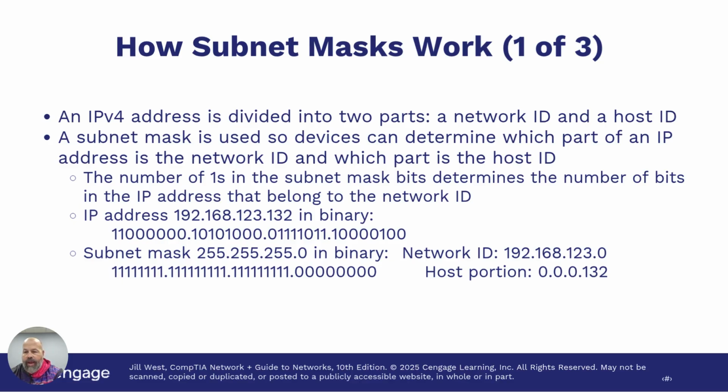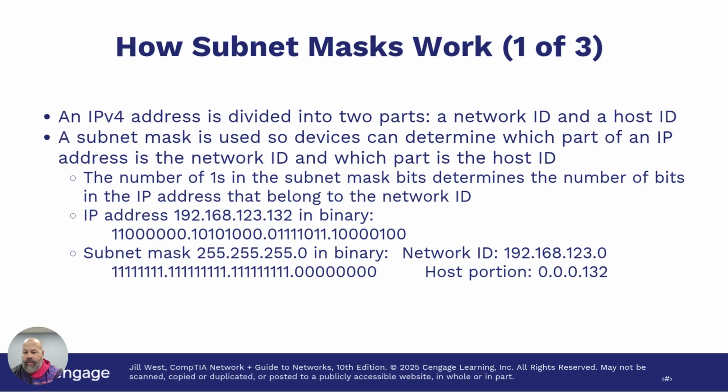Okay, every IPv4 address has two parts. It's got a network ID and a host ID. Think of it like a street address. The street name is the network ID and the house number is the host ID. A subnet mask helps devices figure out which is which. The mask is written in binary, ones and zeros, and the number of ones tells you how many bits belong to the network ID. For example, the IP address 192.168.123.132 in binary is a string of ones and zeros.